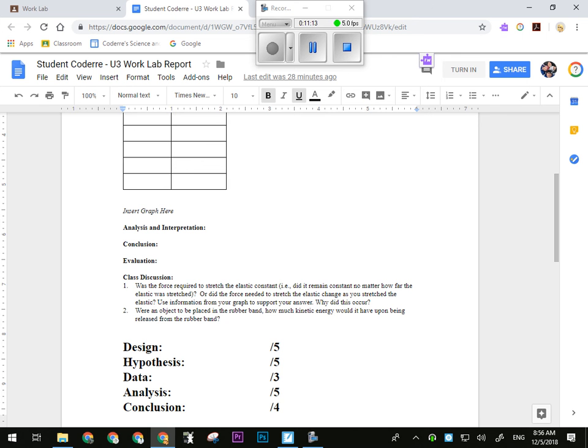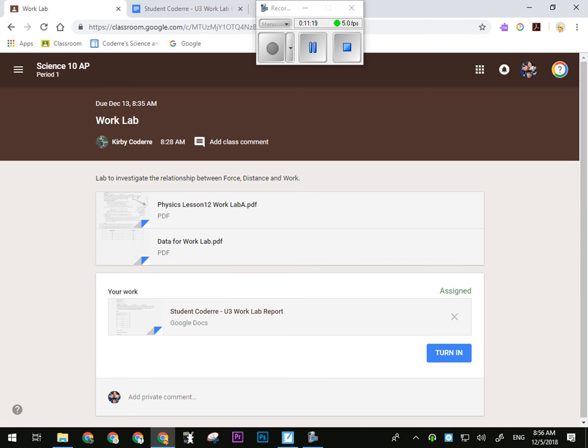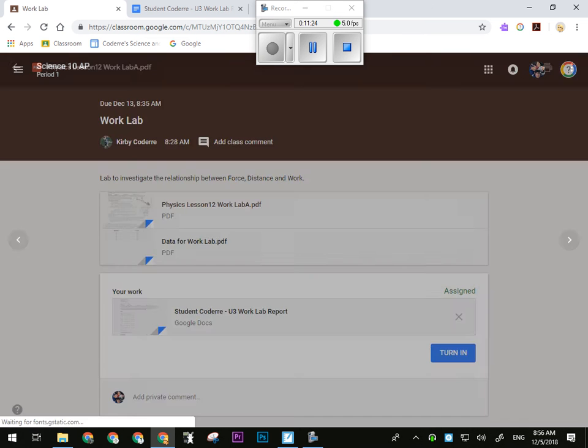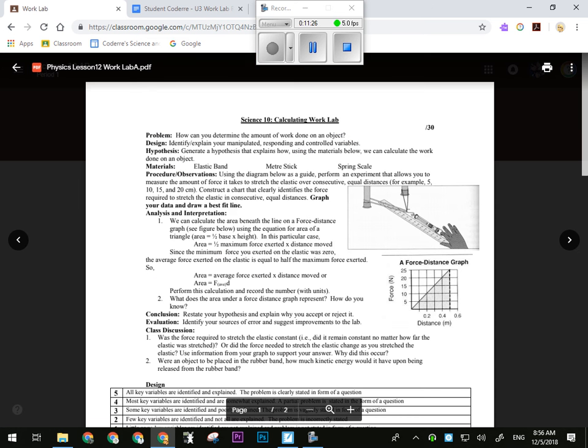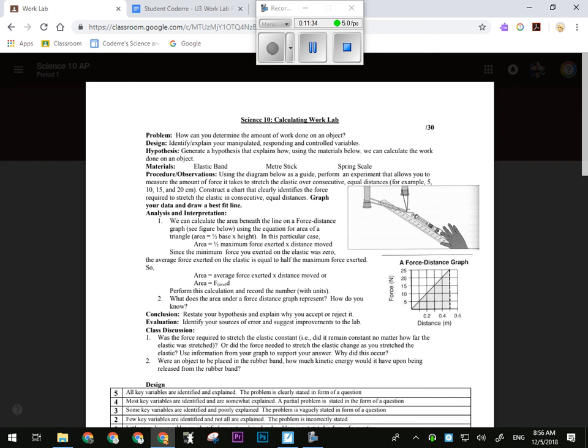Yeah, I know, because I gave you the PDF. So you use this in your thing here where it says work lab. If you click on this physics lesson 12, it's the same sheet I was just using up here. That's where the analysis questions are. They're in there. I didn't put them in the template because I knew I was going to give you this document. Sorry for the confusion. That's where you can find them.